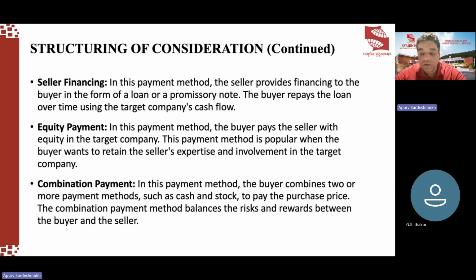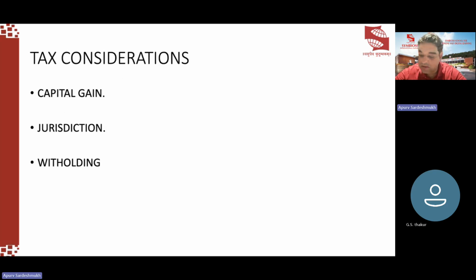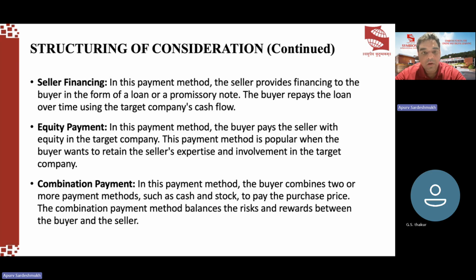The other way of consideration is seller financing, where the seller provides financing to the buyer. So sometimes the seller may want to get out of the company, but the buyer may not have the money. So the seller will say, I'll provide a loan to the buyer. The buyer repays the loan to the seller, and the seller gets the price plus the loan repayment. It's not very common, but it's a methodology that is used.